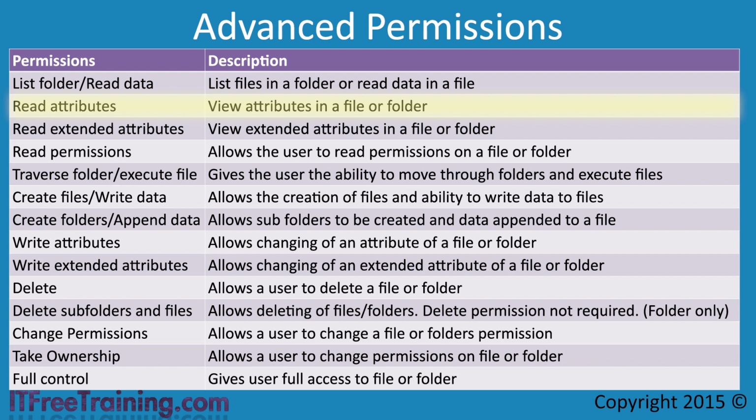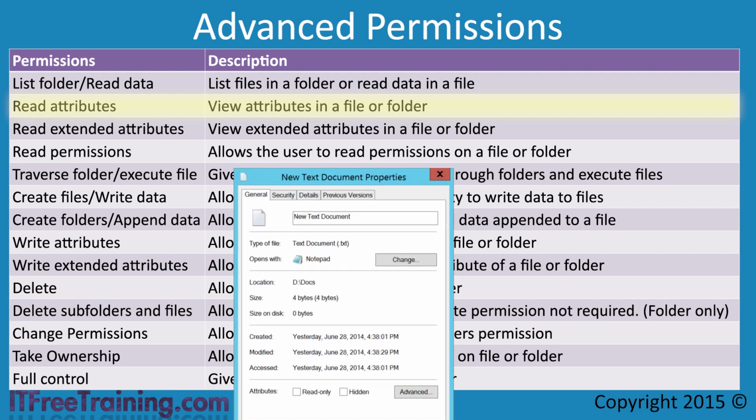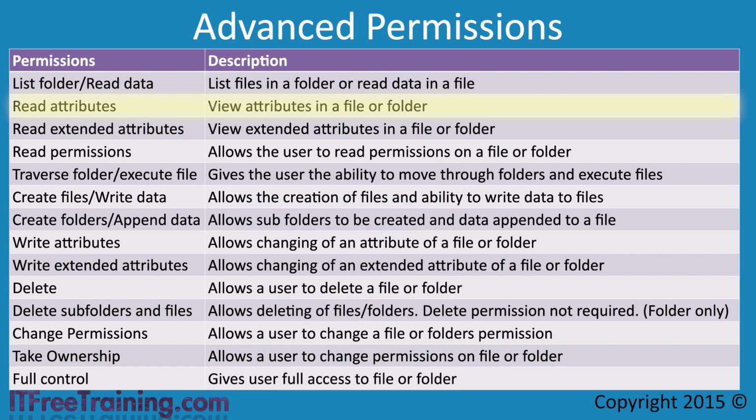This allows the user to read attributes of the file. As shown here, the basic attributes are found in the General tab. These include Read Only and Hidden. If you do not have the View attribute permission, the details on this tab will not be available. The next permission is Read Extended Attributes. Extended attributes allow applications to add their own attributes to a file. In Windows, this is pretty rare, and a feature generally used in alternative operating systems.